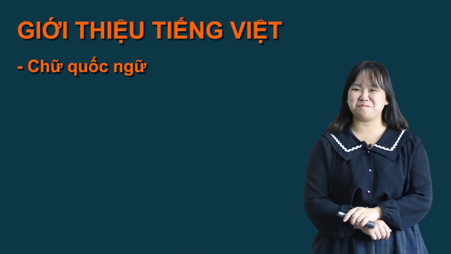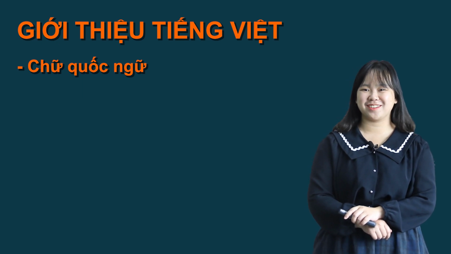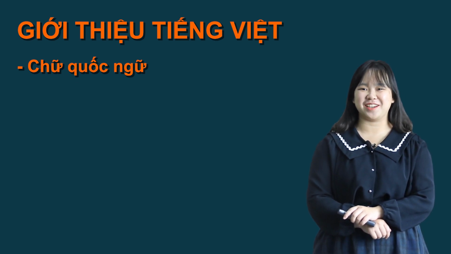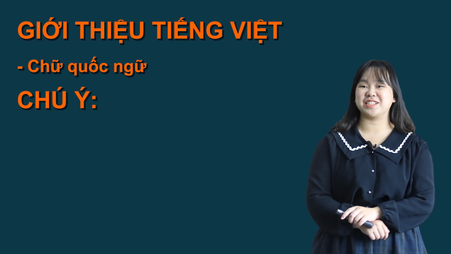Vietnamese is written by the system chữ quốc ngữ, which belongs to the Latin alphabet. Chữ quốc ngữ is created based on the textual rules of Portuguese and Italian. And there are some things that you need to pay attention to when learning Vietnamese pronunciation. Firstly, Vietnamese doesn't have the liaison, or someone calls it linking or blending, like in English or Korean.